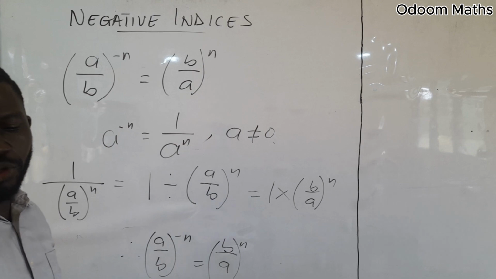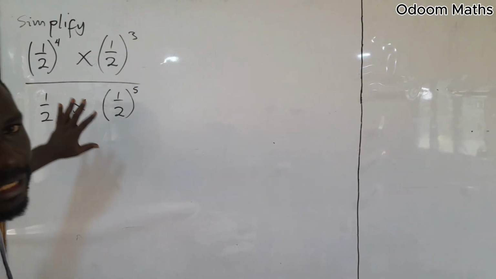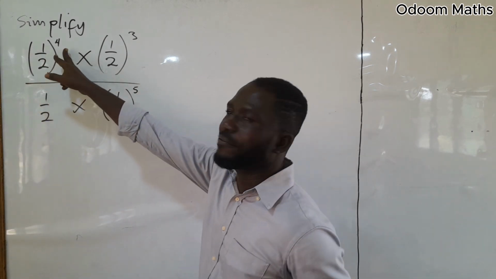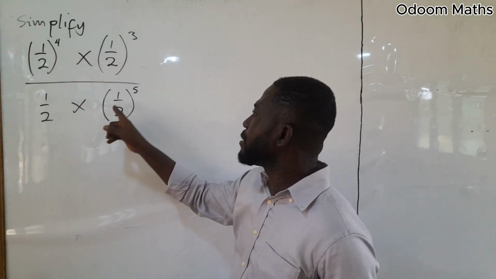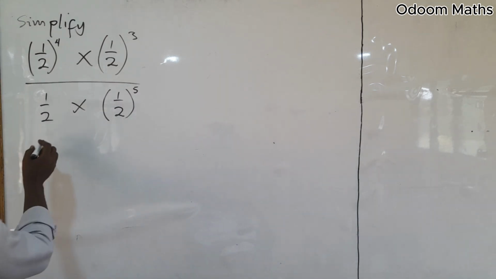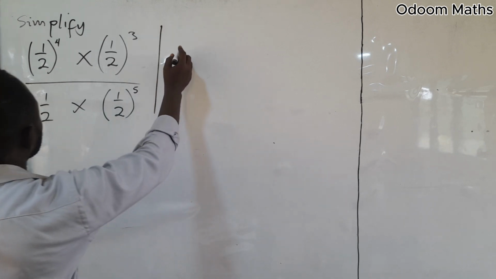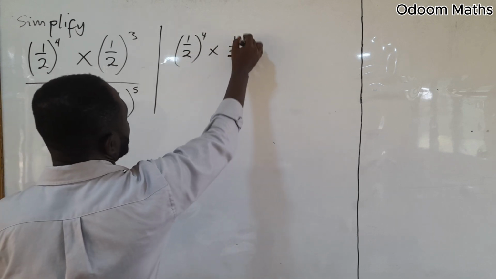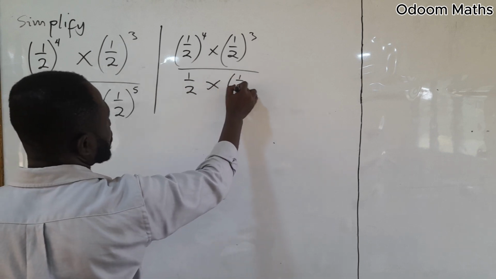Okay, now let's solve a few examples of this. Let's look at this example. Simplify 1 over 2 to the power 4 times 1 over 2 to the power 3, then over 1 over 2 times 1 over 2 to the power 5. So let me write everything here. That is going to be 1 over 2 raised to the power 4 times 1 over 2 raised to the power 3 divided by 1 over 2 times 1 over 2 raised to the power 5.